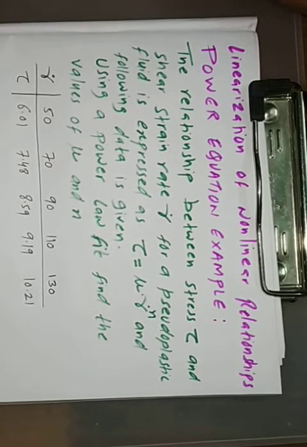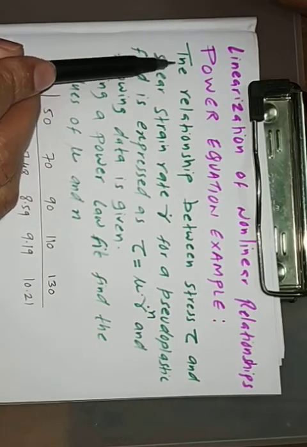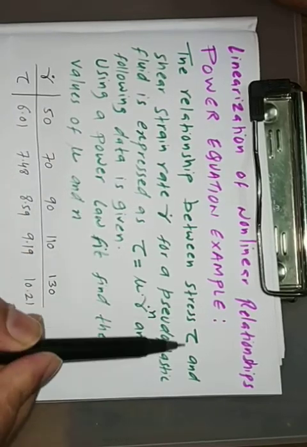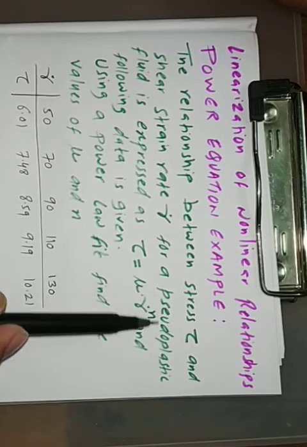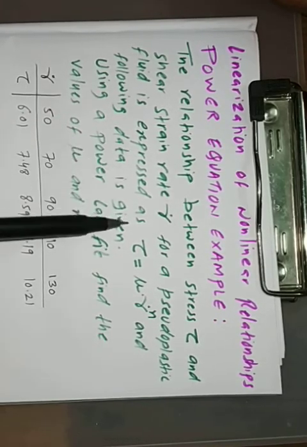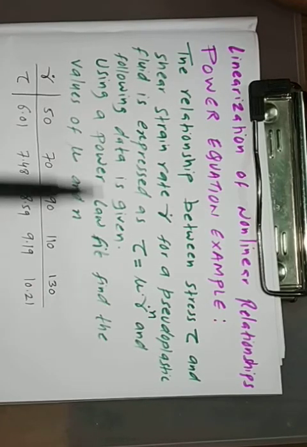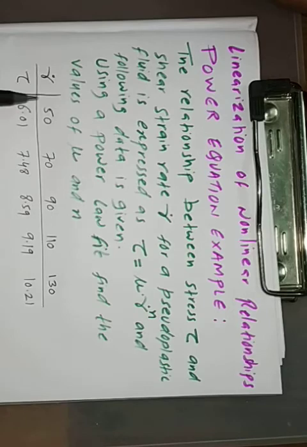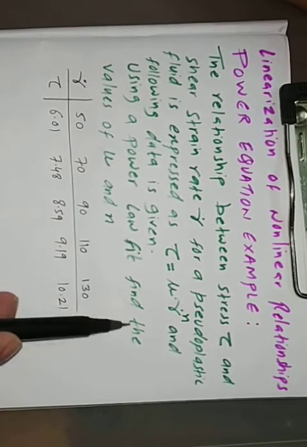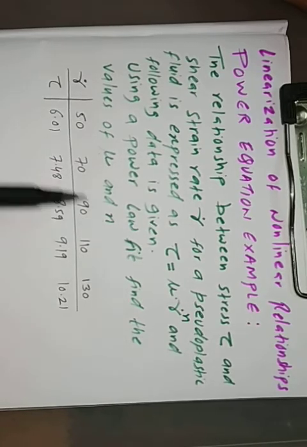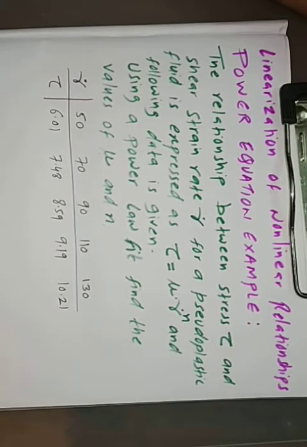Now you solve one more problem related to power equation. Okay, so here the relationship between the stress tau and the shear strain rate gamma dot for a pseudoplastic fluid is expressed as tau is equal to mu into gamma dot raised to n, and the following data is given. So using a power law fit, find the value of mu and n. So gamma dot and tau, the values are given. What is to be done?